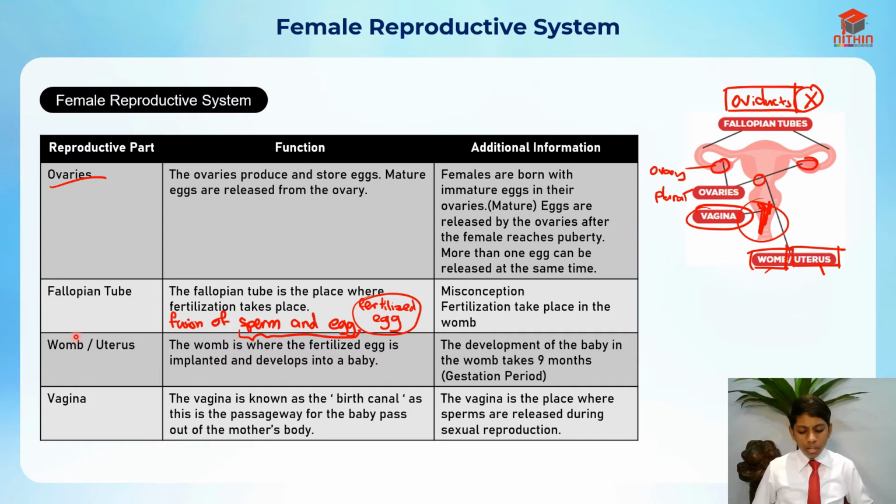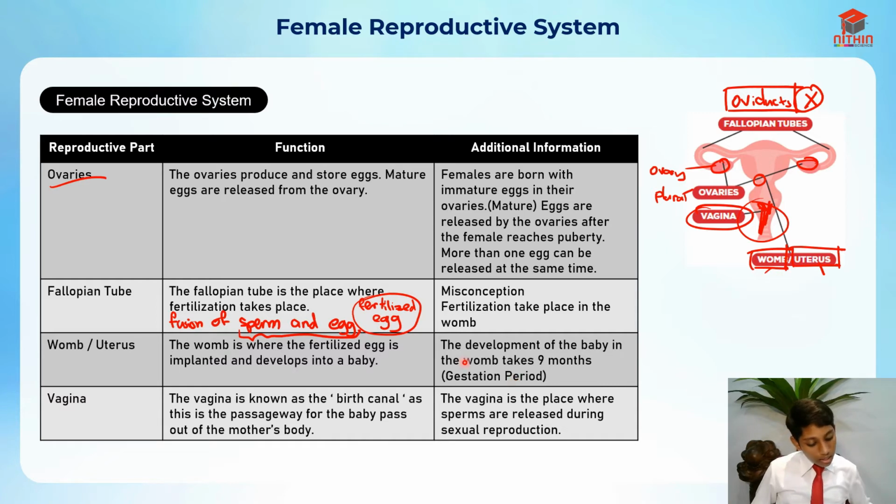Okay, now let me go through the womb or the uterus. The womb is where the fertilized egg is implanted and develops into a baby. After fertilization takes place, the egg will go down this tube into the womb and attach itself to the wall of the womb. Basically it grows through many cell divisions, becomes a ball of cells, then slowly forms into a fetus, and then it will start growing into a baby. Okay, so you need to know that.